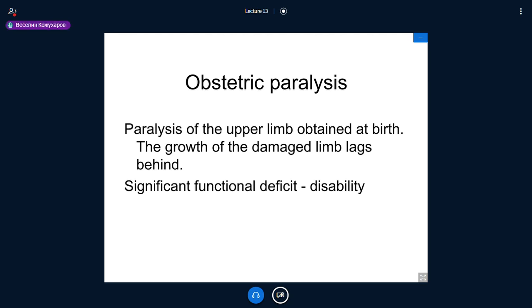Actually, obstetrical paralysis is an iatrogenic disease. Iatrogenic means caused by doctors. The Greek students know what it means. Iatrogenic, iatros.